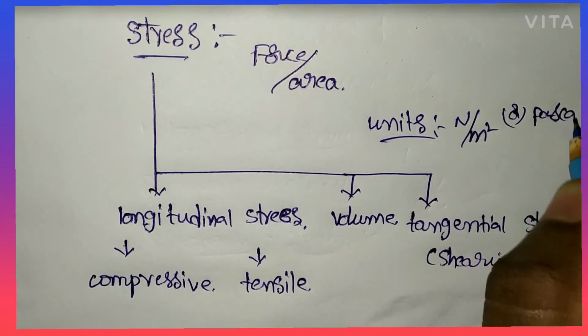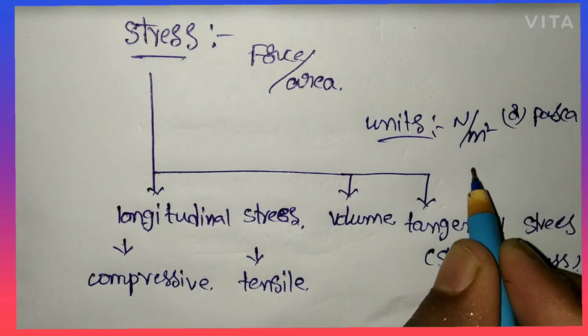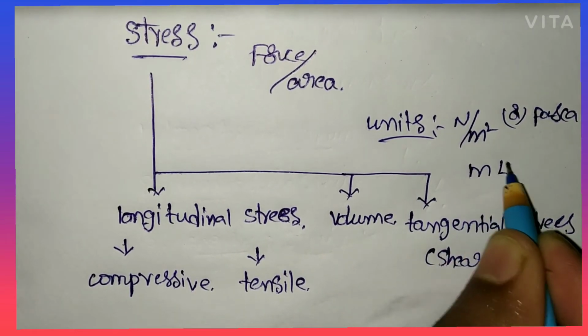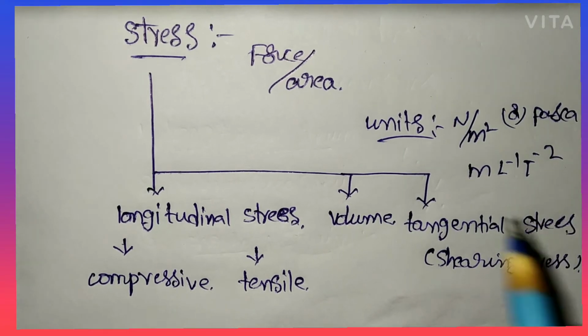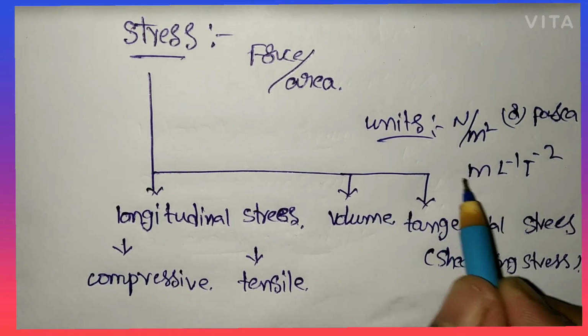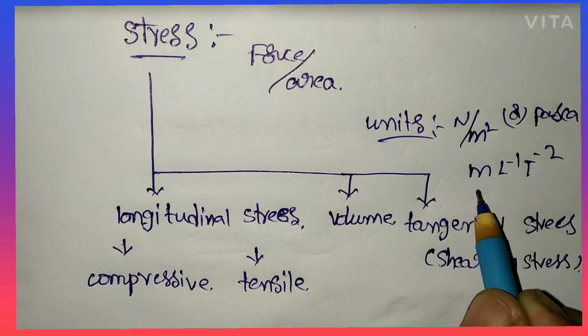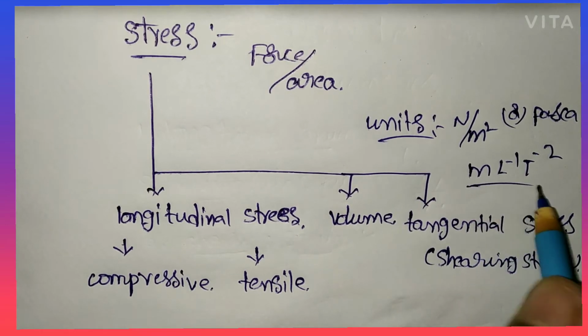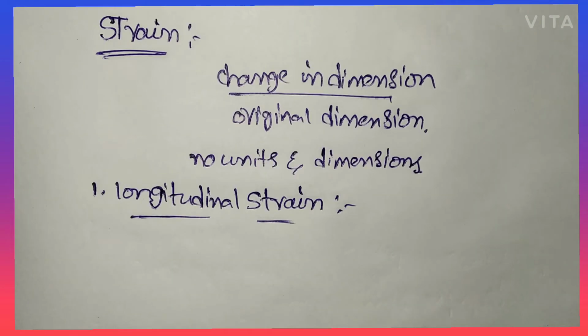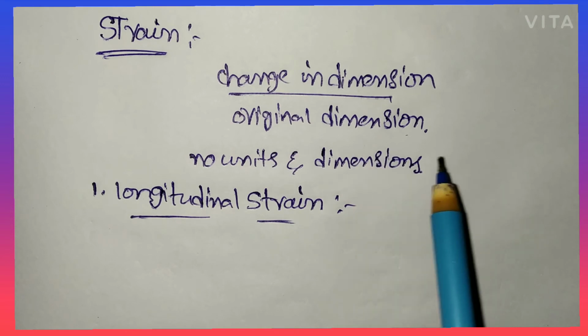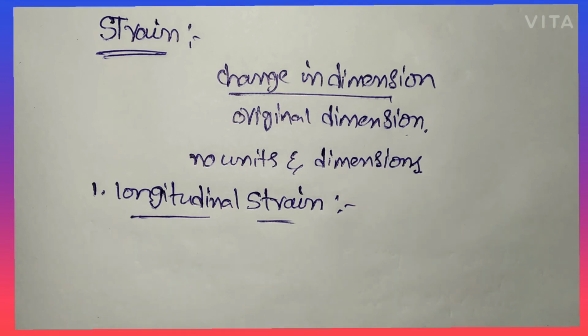The unit of stress is Newton per meter squared, or Pascal. Its dimension is M L to the power minus 1 T to the power minus 2. Next, strain. Strain means change in dimension by original dimension. It has no units and dimensions.